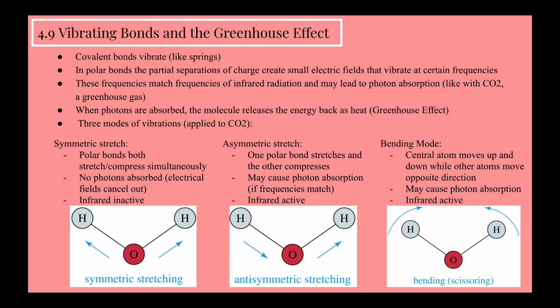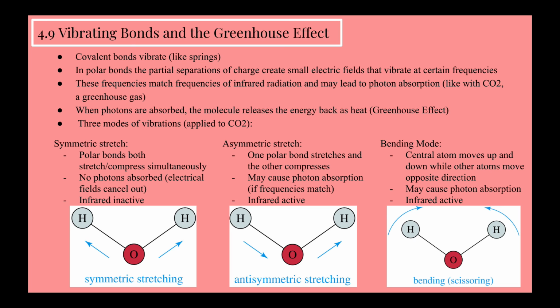There are 3 modes of vibration, and I'll be applying them to CO2 since it's a common greenhouse gas. The first mode of vibration is the symmetric stretch, and this describes when polar bonds both stretch or both compress simultaneously. No photons are absorbed since the fluctuating electrical fields cancel out, and this is known as infrared inactive because it does not absorb infrared radiation. The second mode of vibration is the asymmetric stretch, and this is when one polar bond stretches while the other compresses, or vice versa. This may cause photon absorption because the small electrical fields aren't canceling each other out.